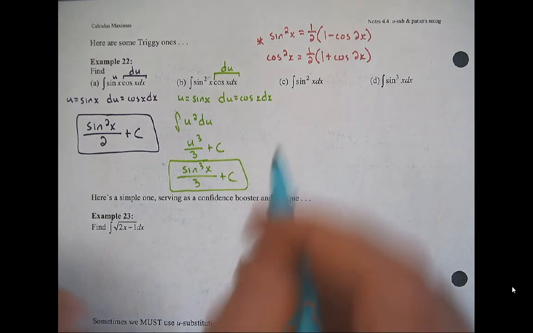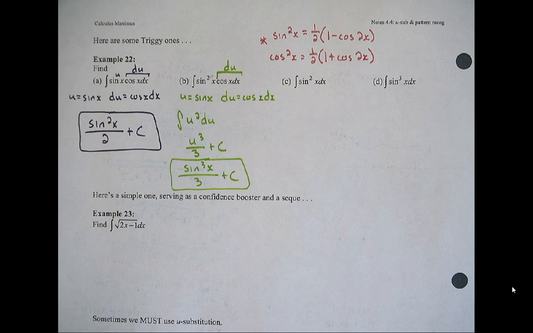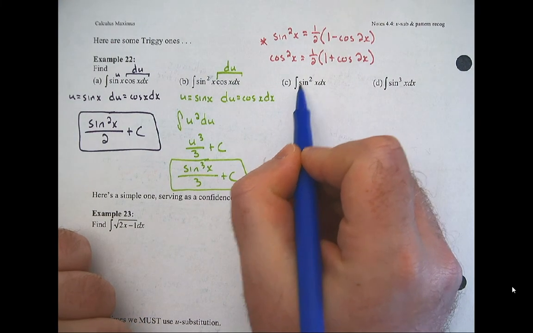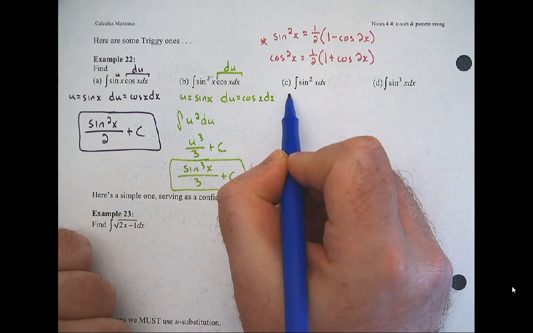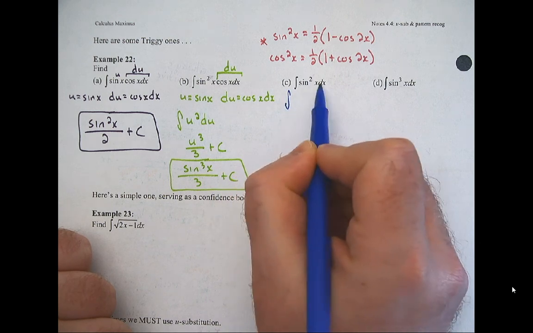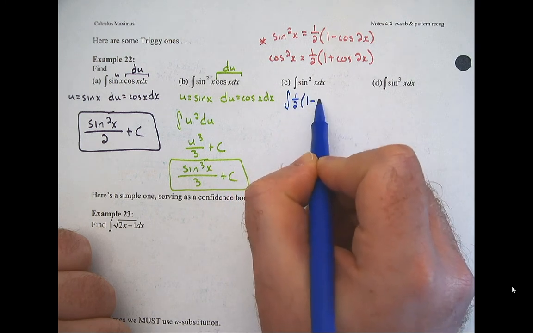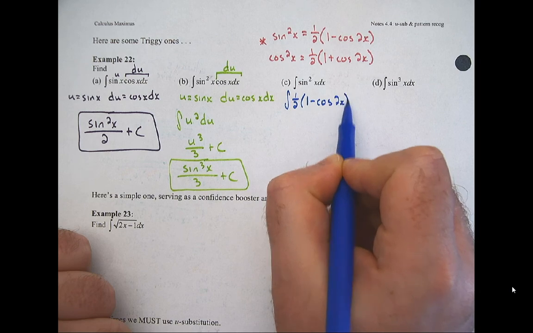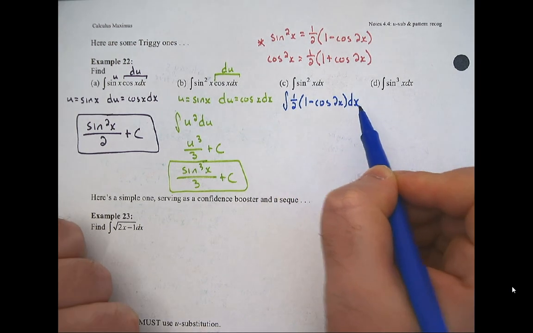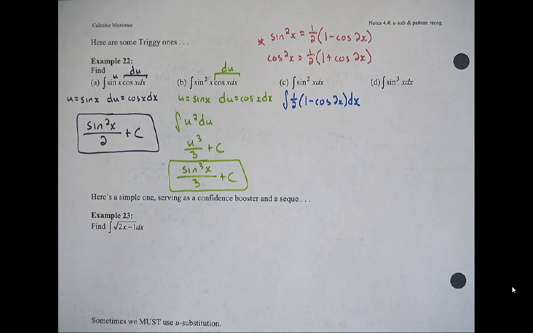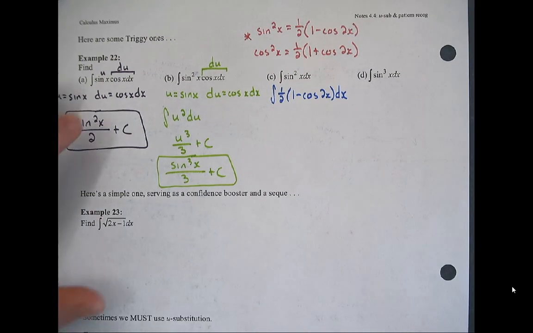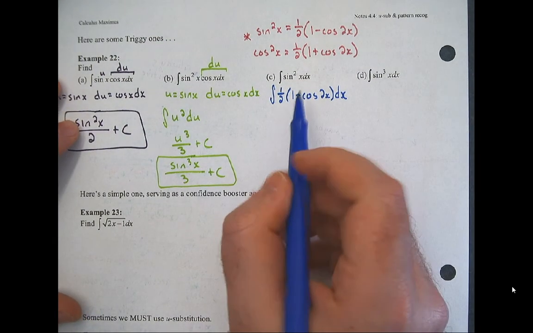Let's use this color. How about a nice blue? So I'm going to rewrite this now as the integral of sine squared. I'm going to use this formula: 1/2 times the quantity 1 minus cosine of 2x dx. Now this is very doable. So I would encourage you to pause and try to integrate this on your own. Let's see how you did.